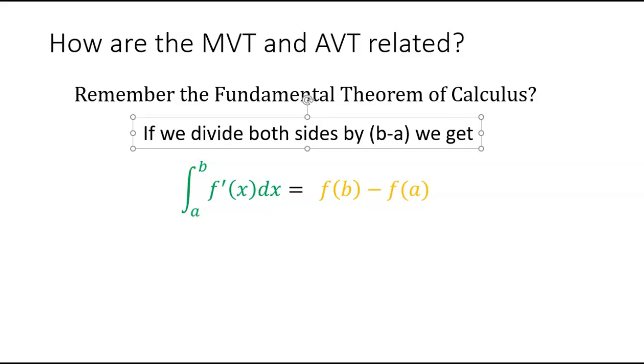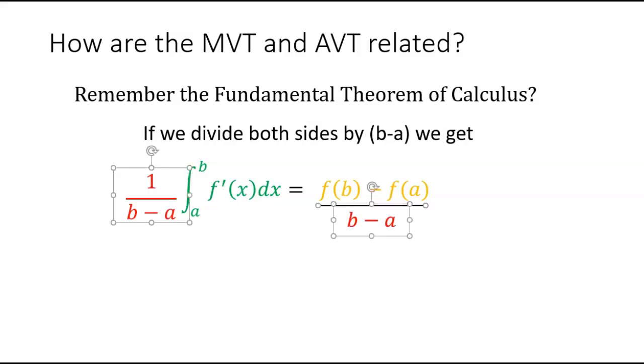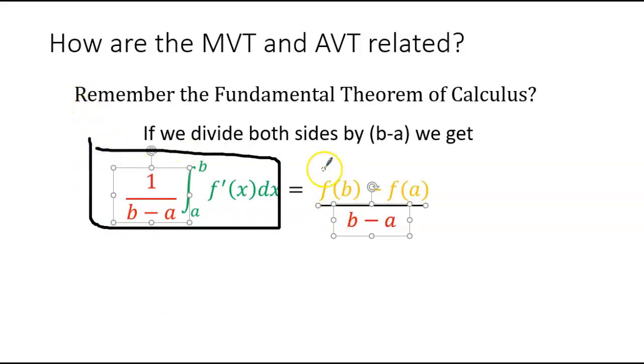What if we divide both sides by b minus a? I know that seems kind of random and odd, but let's do that really quick. Let's divide both sides of this equation by b minus a. Well, what the heck? What do you know? There's your average value formula right there, isn't it? But wait a minute. Isn't that the average rate of change? Wow, these things are actually quite closely related to each other.